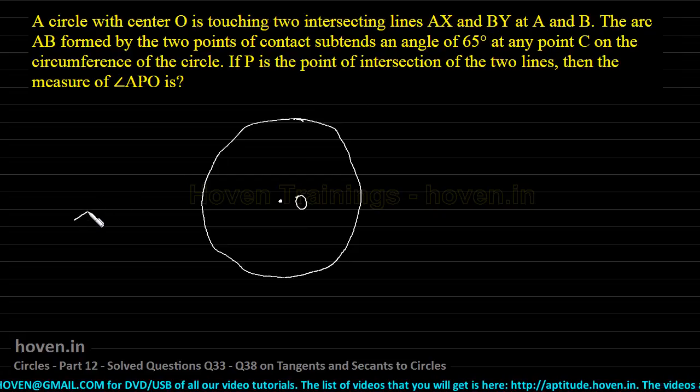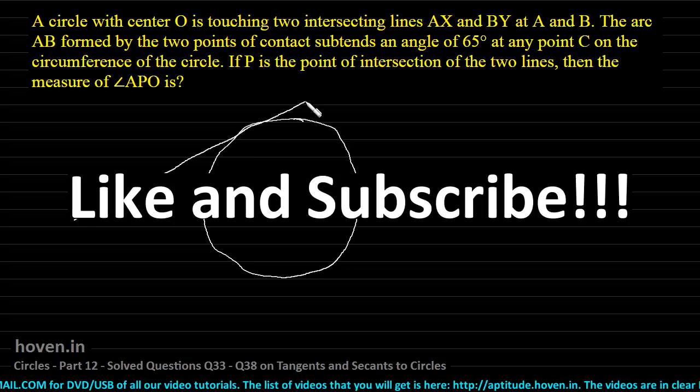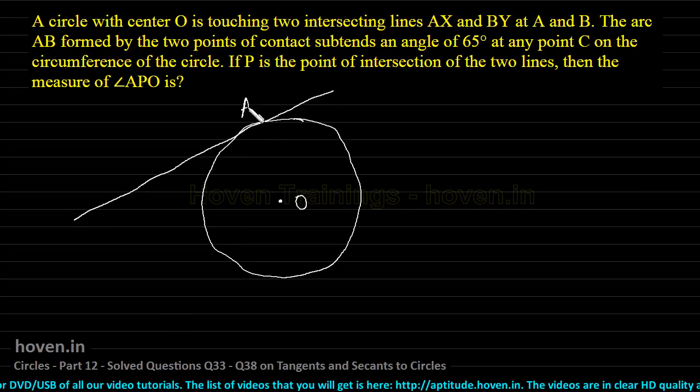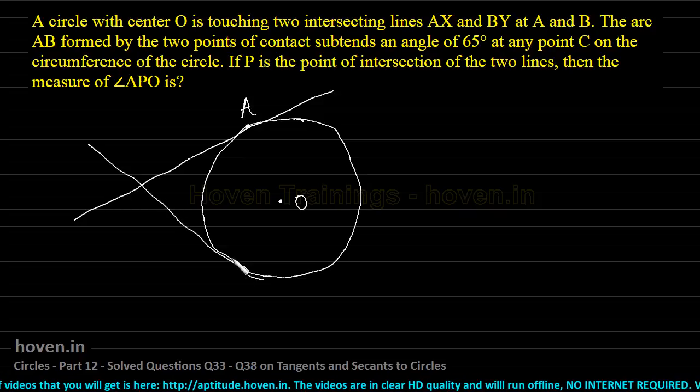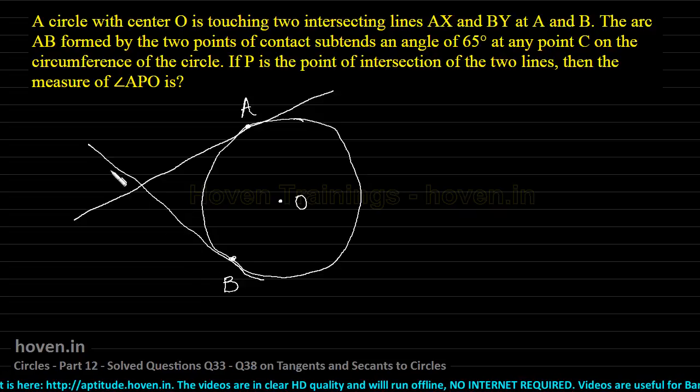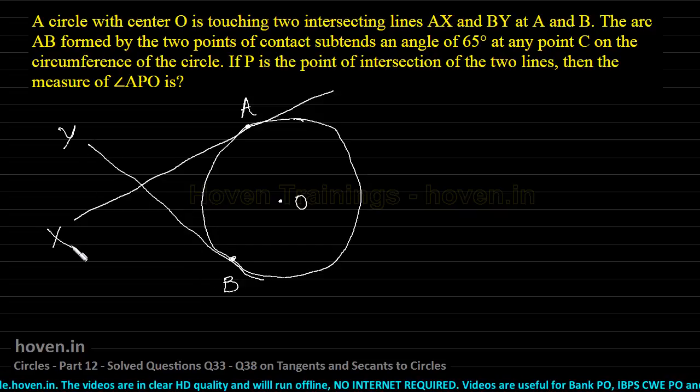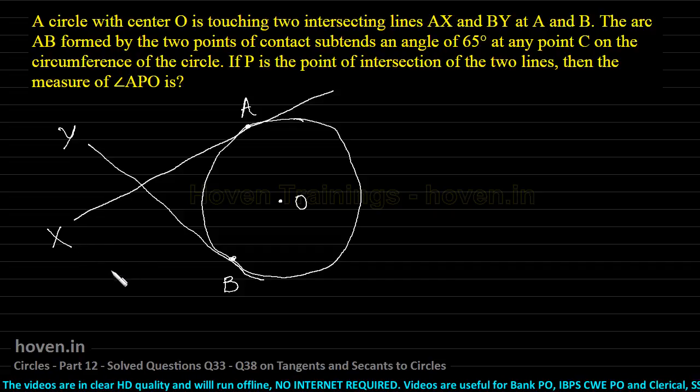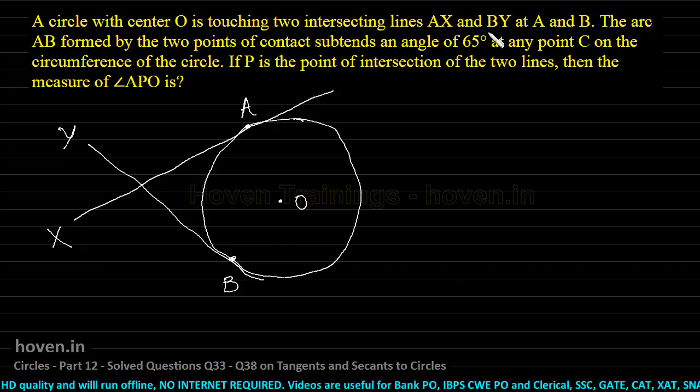Let us draw two intersecting lines. One is touching the circle at A, and there is a second line that touches it at point B. These lines are BY and AX, two intersecting lines AX and BY at A and B.